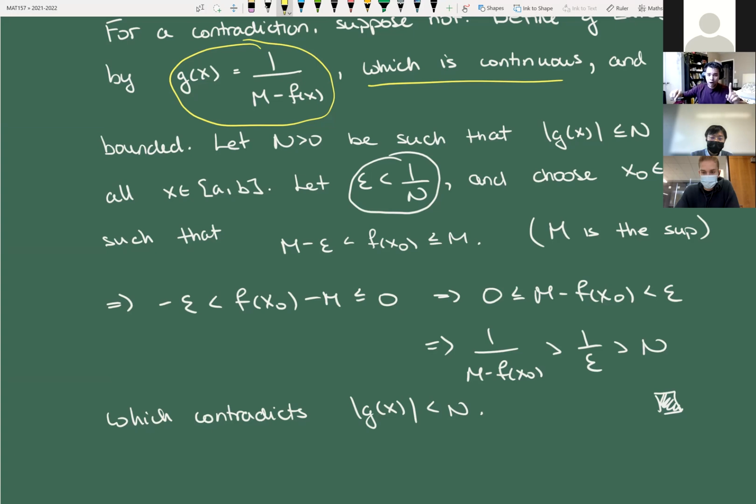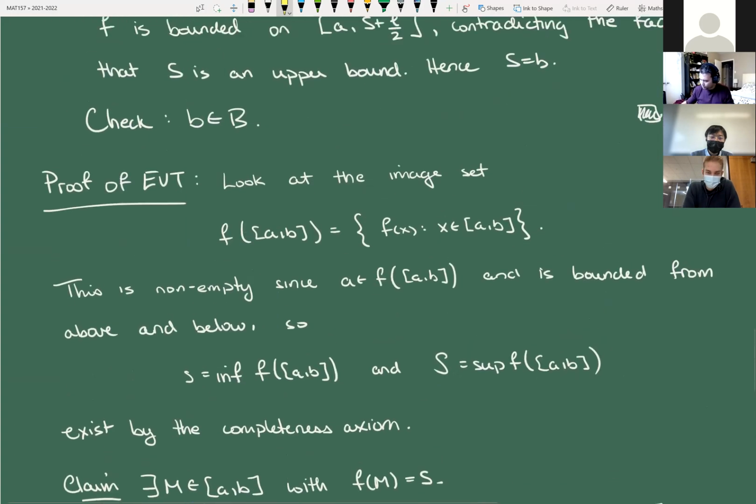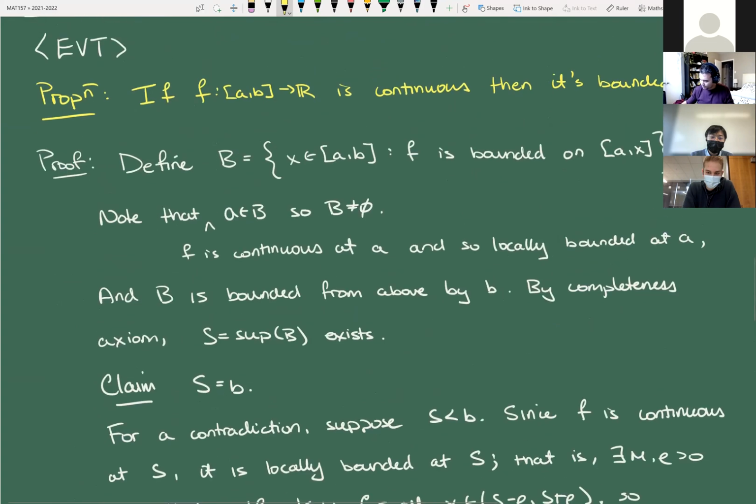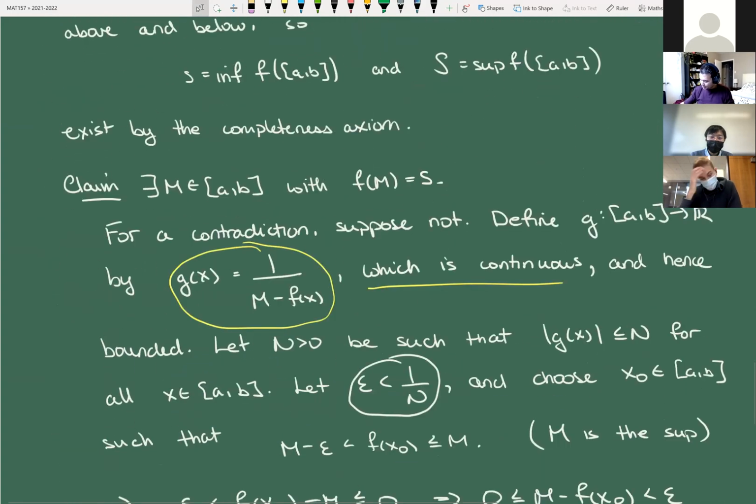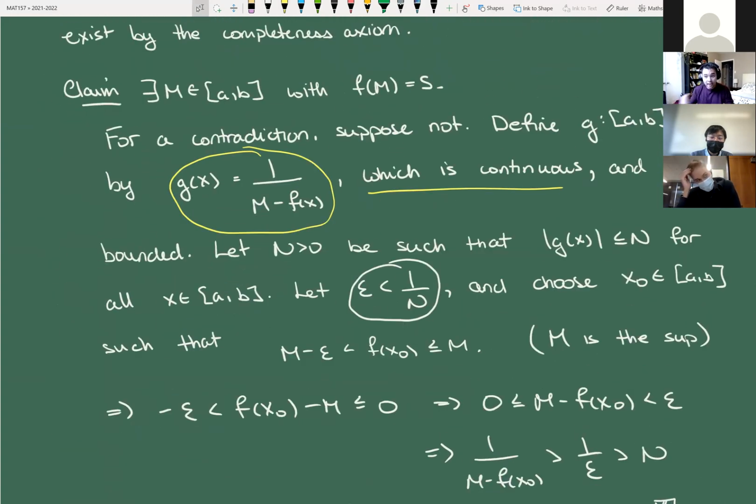But that's not possible because we just proved that if you're a continuous function on a closed and bounded interval, then you're bounded. That was the proposition that we proved up here. So this function g of x has to be bounded, but it's also clearly unbounded because f of x can get as close to m as it wants. That's a contradiction. Therefore, there has to actually be a value such that f of x is equal to m, and we're finished.